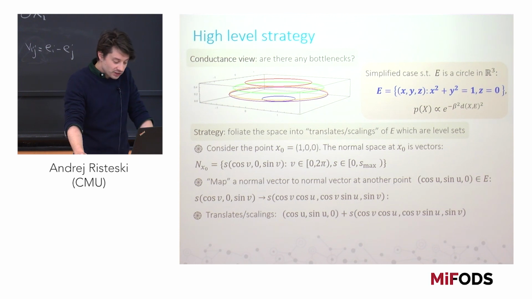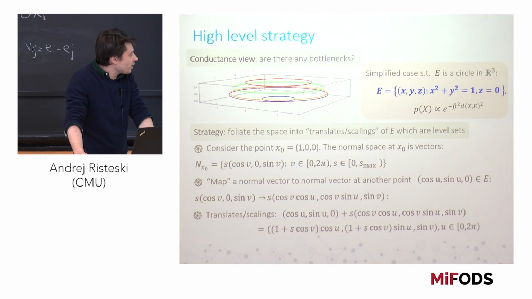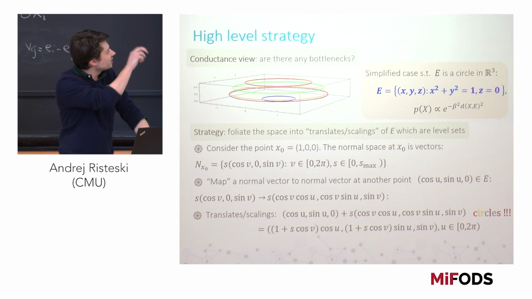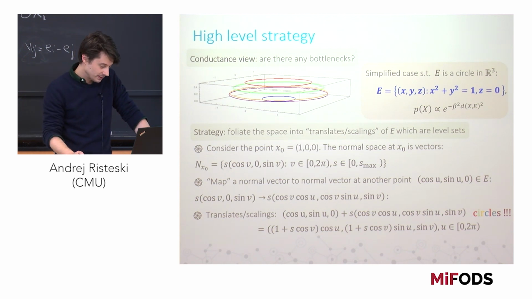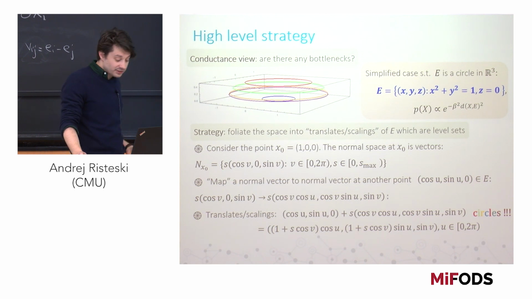And now here's how I form the translates. I'm going to take any point on E, and add the normal vector at that appropriate point, according to this transport map. If I write it out, it looks like the point on E, which is (cosine u, sine u, 0), plus the translate of that normal at that point. And if I write it out, it exactly looks like these circles that I have in the image there, right? So I took the entire space that's close to my manifold and partitioned it into these little circles, which I get to think of as translates or scalings of the manifold E.